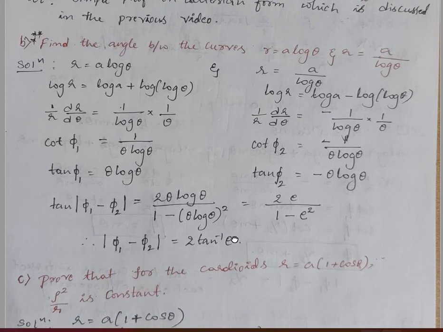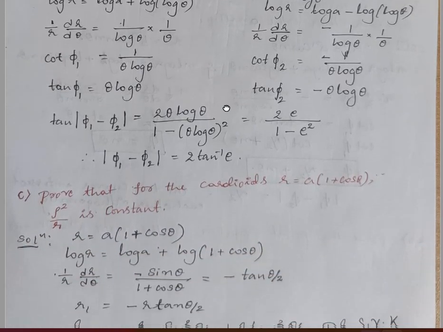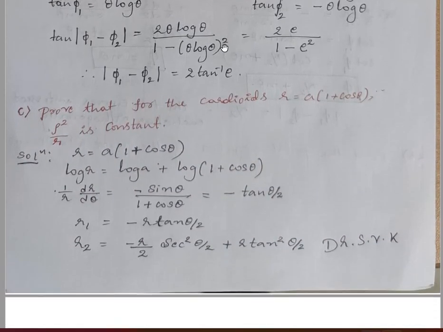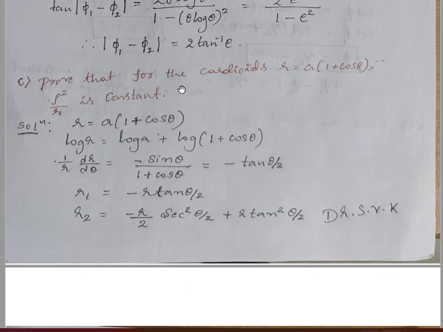Next, go through question number 1C. Prove that for the cardioid r equals a times (1 plus cos theta), rho square by r is constant. Consider the given curve r equals a times (1 plus cos theta). Take log on both sides, apply the laws of logarithm on the right hand side, then differentiate with respect to theta. I got 1 over r into dr by d theta.